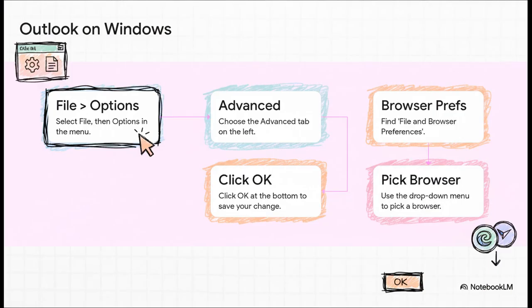So for all you Windows users, the setting is hiding right inside Outlook itself. You just go up to File, then click on Options. From there, you'll want to go to the Advanced tab, scroll down a little ways, and look for File and Browser Preferences. You'll see a drop-down menu that gives you the choice between your default browser or Microsoft Edge. Just pick the one you want, click OK, and you are good to go.